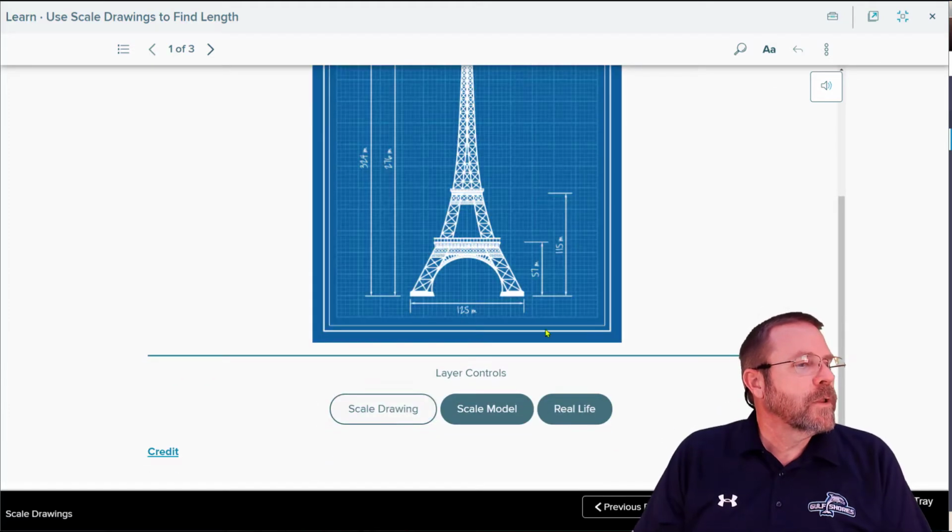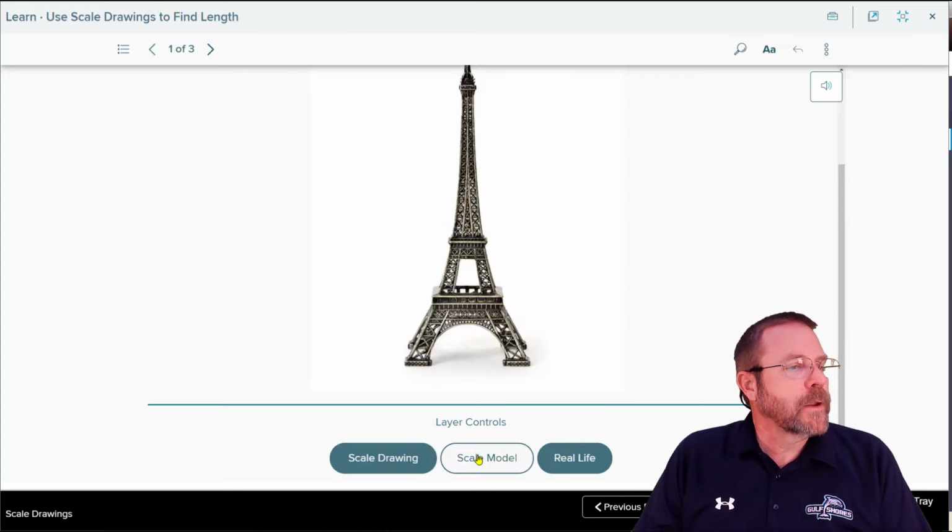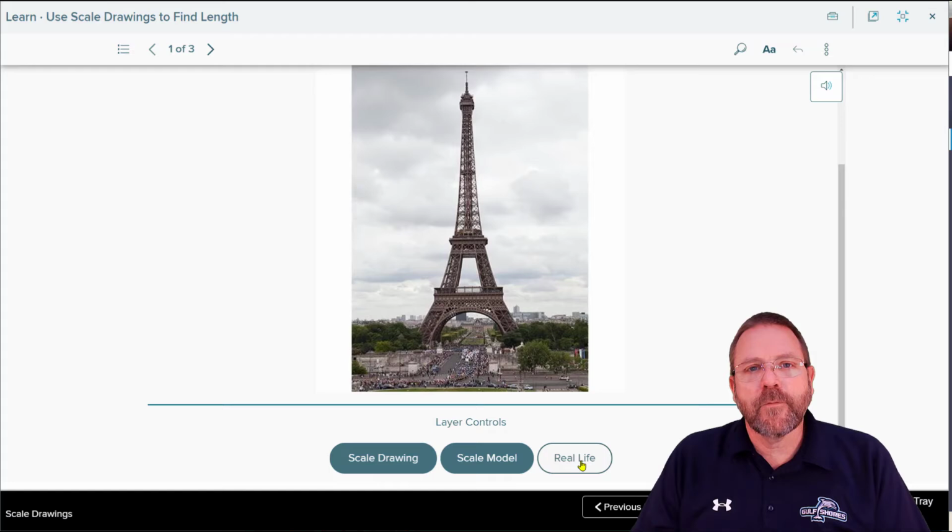So from here, you can see there's a scale drawing of the Eiffel Tower. Here is going to be a model of the Eiffel Tower, and then there's a picture of the Eiffel Tower, which technically the picture is still going to be a scale image because it's not life-size, but hey, that's what the real Eiffel Tower looks like.